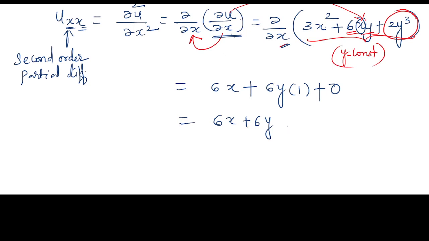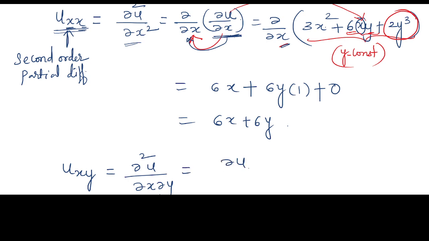So first we are differentiating with respect to x, and then again we are differentiating with respect to x to get ∂²u/∂x², or we can denote it as u_xx. Now similarly u_xy, its notation is ∂²u/∂x∂y, or we can write it as ∂/∂y of ∂u/∂x. We have to differentiate with respect to x.